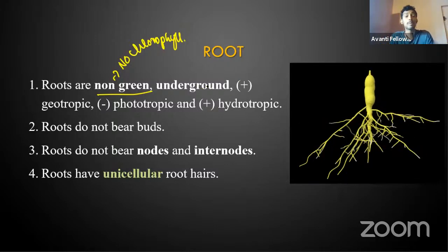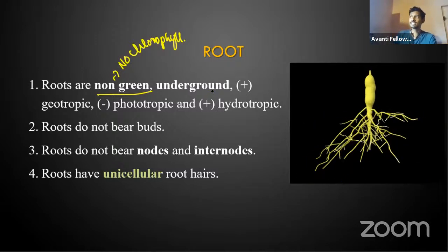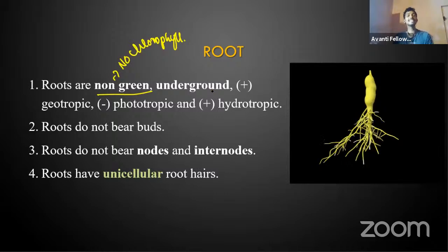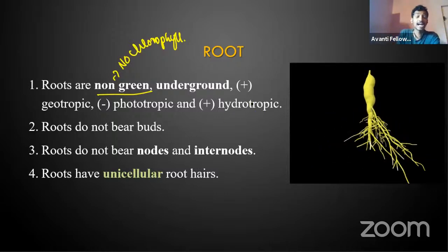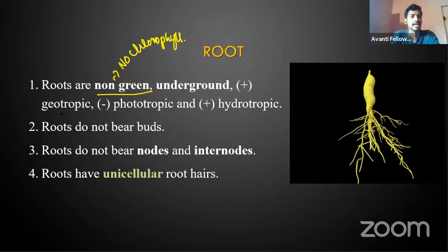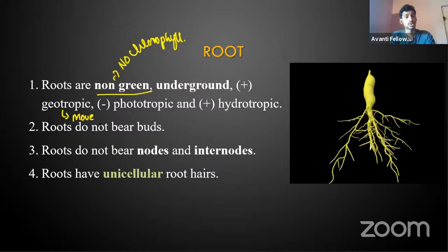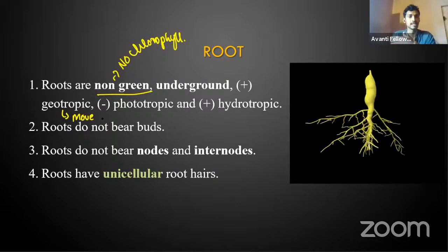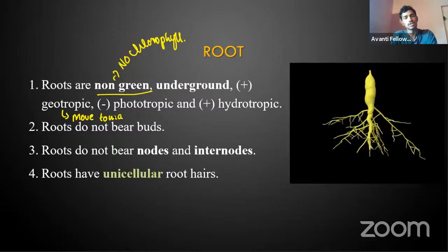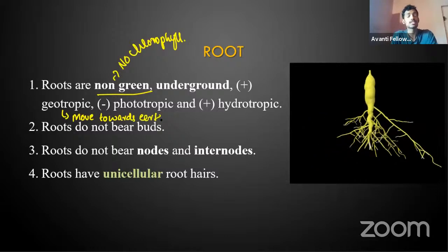And it's majorly underground. You can't say, sir, I found a root which is above the ground, can we call it a stem? No. What we are saying is that generally it's underground. Mostly it's underground, and roots are positively geotropic. That means it will move towards the earth, right? Positively means move towards, negatively means it goes away. Geo means earth, so that's what we call positively geotropic.